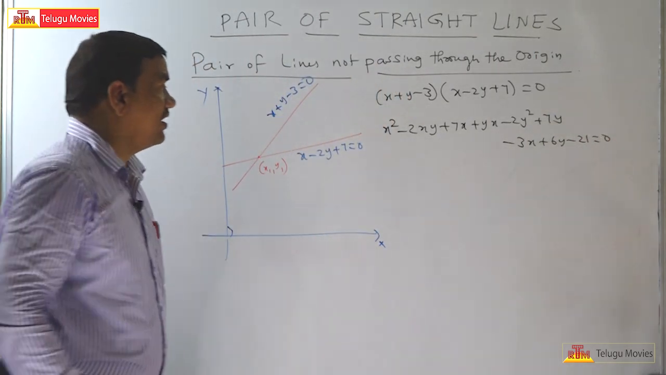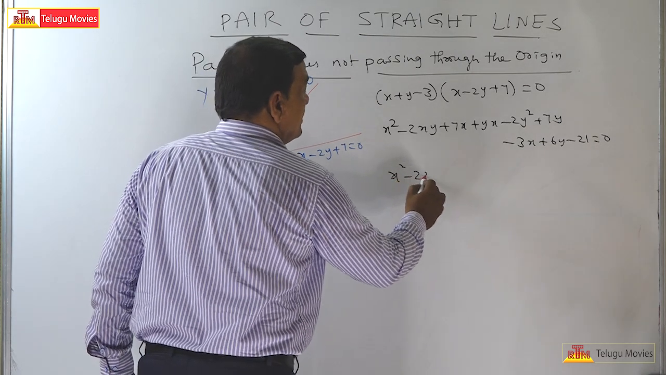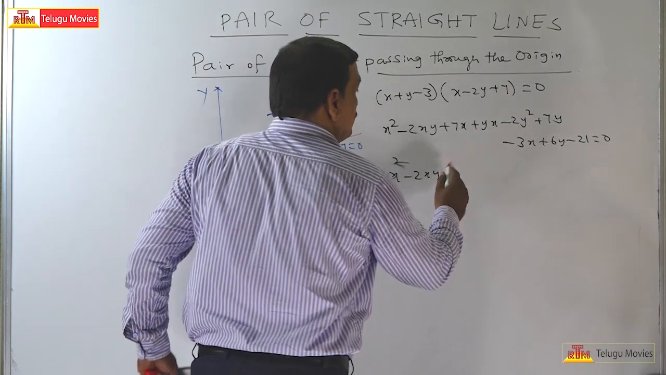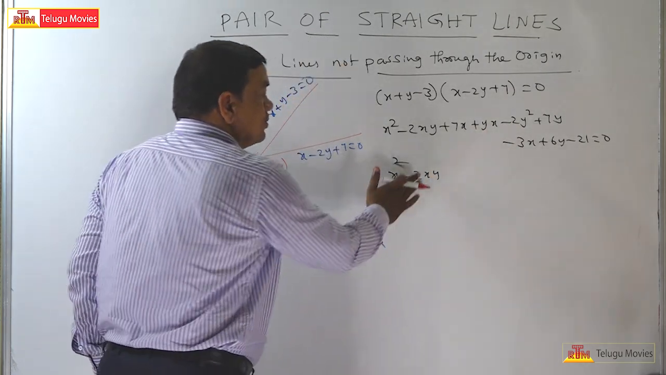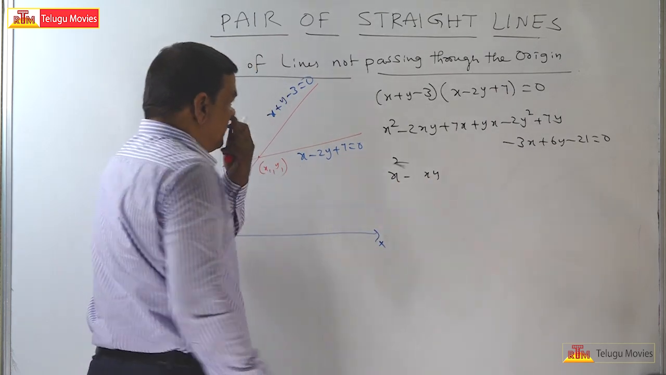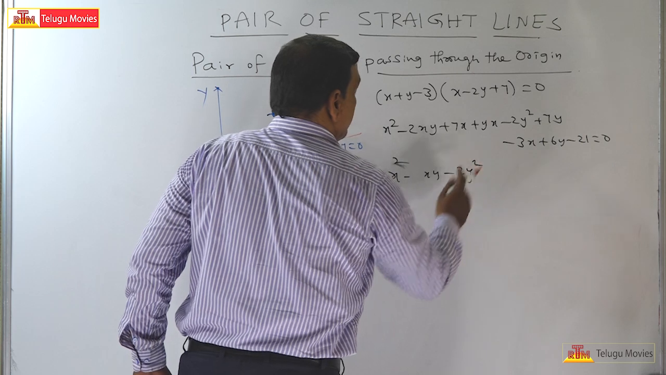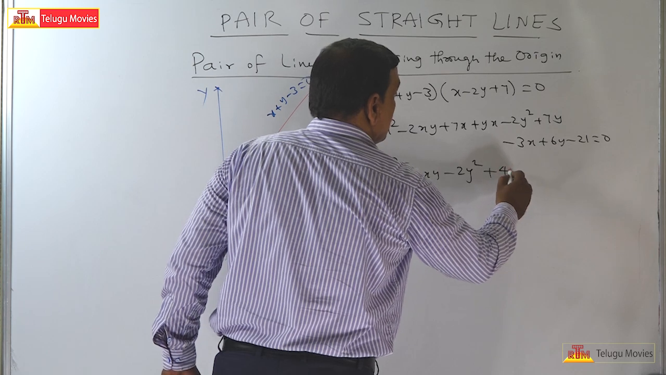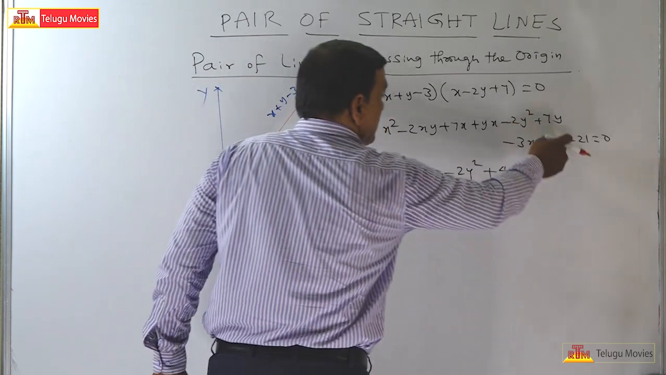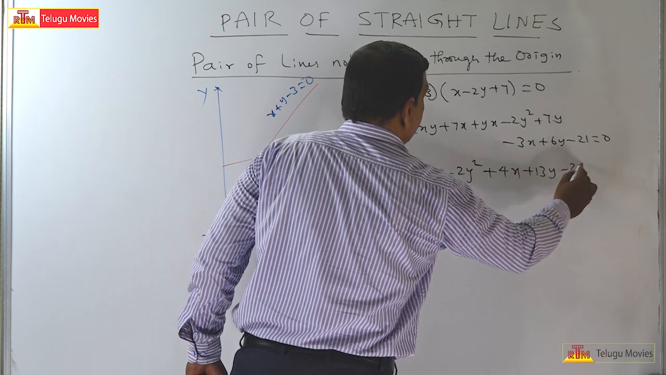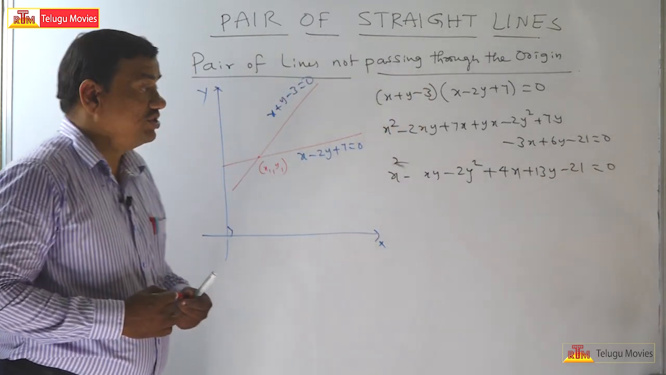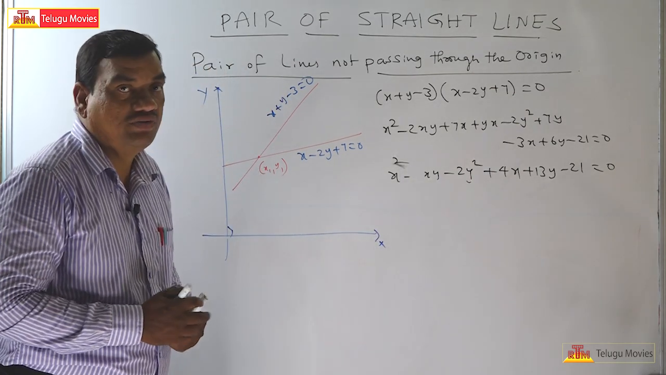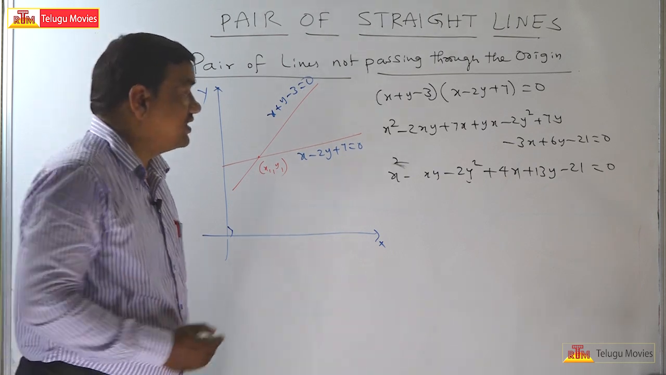If you put it in order, you get x square, then minus 2xy plus yx, which is minus xy, then minus 2y square, then 7x minus 3x, which is 4x, and 7y plus 6y, which is 13y, minus 21 equal to 0. So, this is x square minus xy minus 2y square plus 4x plus 13y minus 21 equal to 0. What is the general form of the equation?